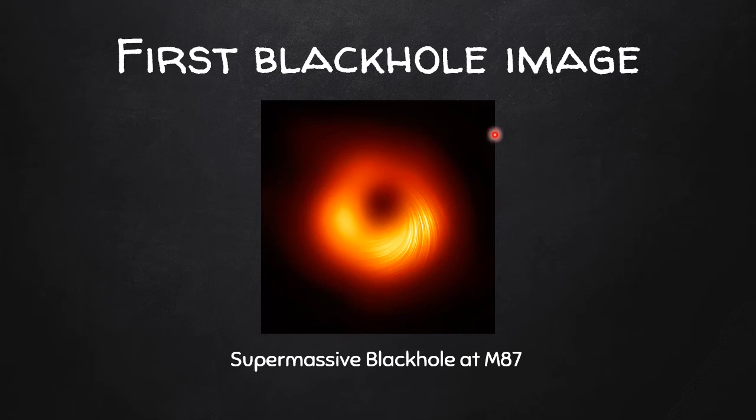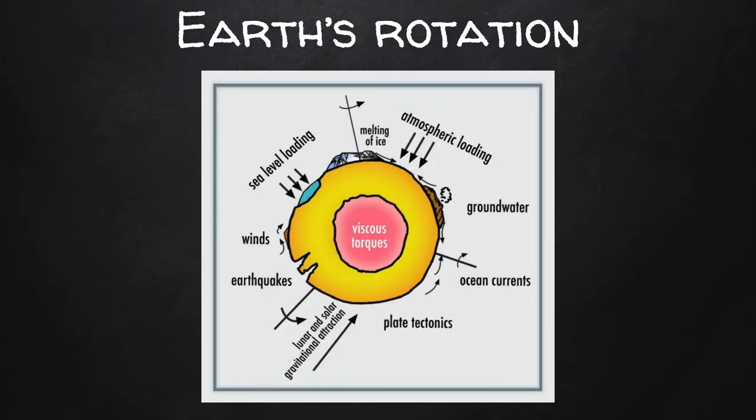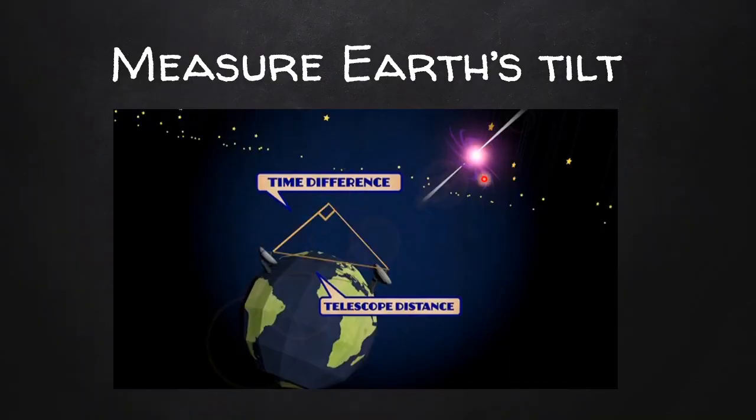VLBI helped us to take the first image of a supermassive black hole, at the galaxy M87. VLBI also helps us to get the precise value of Earth's rotation and tilt. The Earth's rotation is influenced by a lot of factors. So we can find the Earth's rotation and tilt by observing distant quasars, which are fixed and stable in the sky, using radio telescopes located at different parts of the world. We can use the difference in time delay to get the exact value of the tilt and rotation.